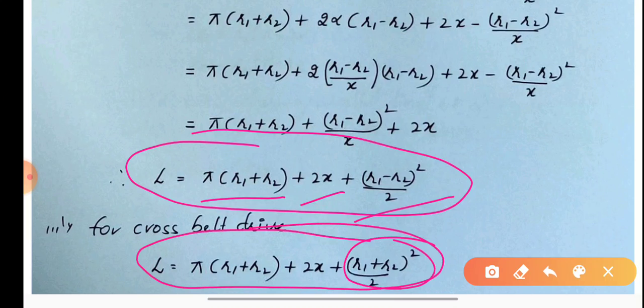So you go through the expression for length of belt in case of cross belt drive. Very simple, it is given in the textbook. Okay, and try to find out this expression. So in the next session we will discuss ratio of belt tensions.